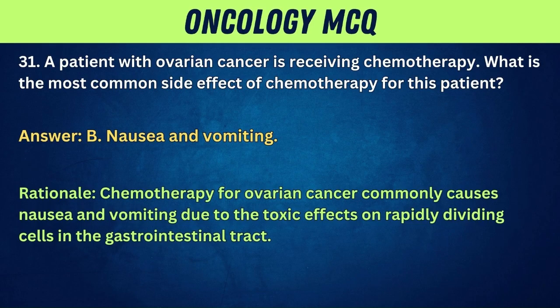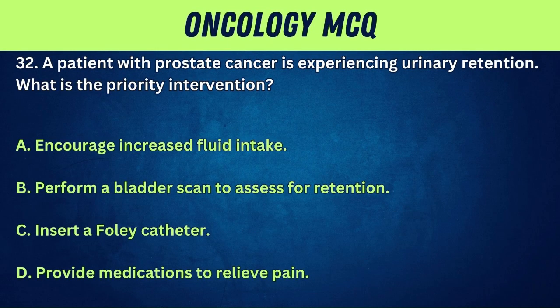Rationale: chemotherapy for ovarian cancer commonly causes nausea and vomiting due to the toxic effects on rapidly dividing cells in the gastrointestinal tract. 32. A patient with prostate cancer is experiencing urinary retention. What is the priority intervention? A. Encourage increased fluid intake. B. Perform a bladder scan to assess for retention. C. Insert a Foley catheter. D. Provide medications to relieve pain.